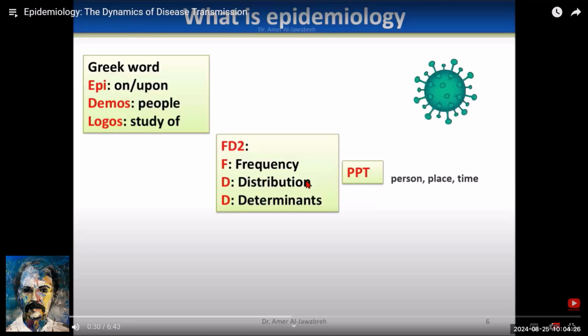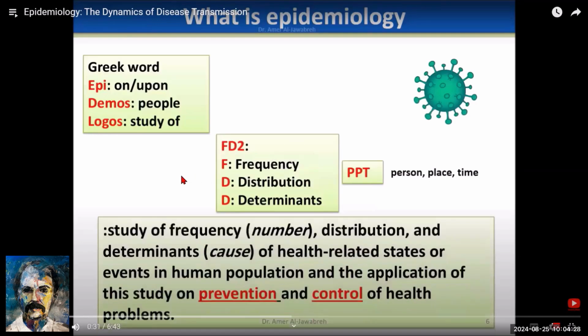Okay, let's go to the definition according to what's written in the epidemiology textbook. It's written like this: the study of frequency, distribution, and determinants, FD2, yes, of health-related states, which means disease, or adverse health state. Some people use this term, adverse health state, or event. In general, it's a disease. In human populations. And why do we study this? The application of this study is to prevent disease and control health problems.